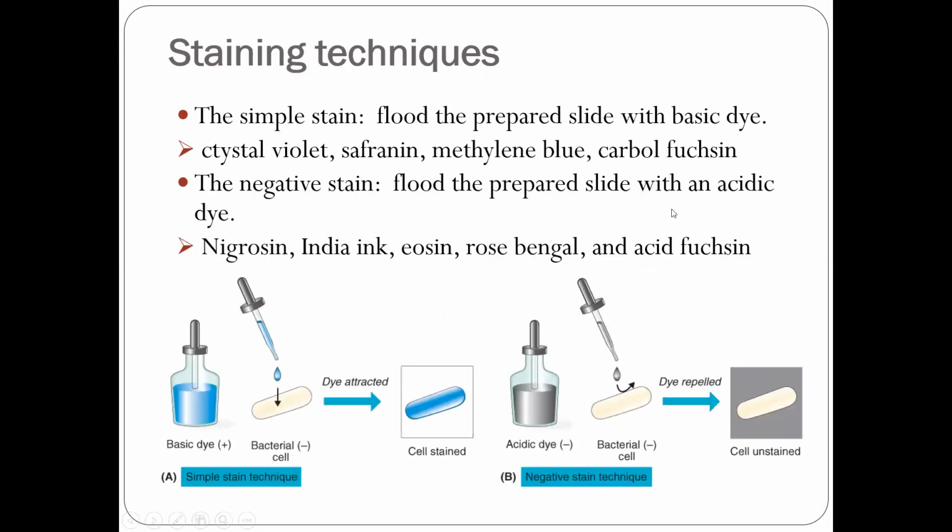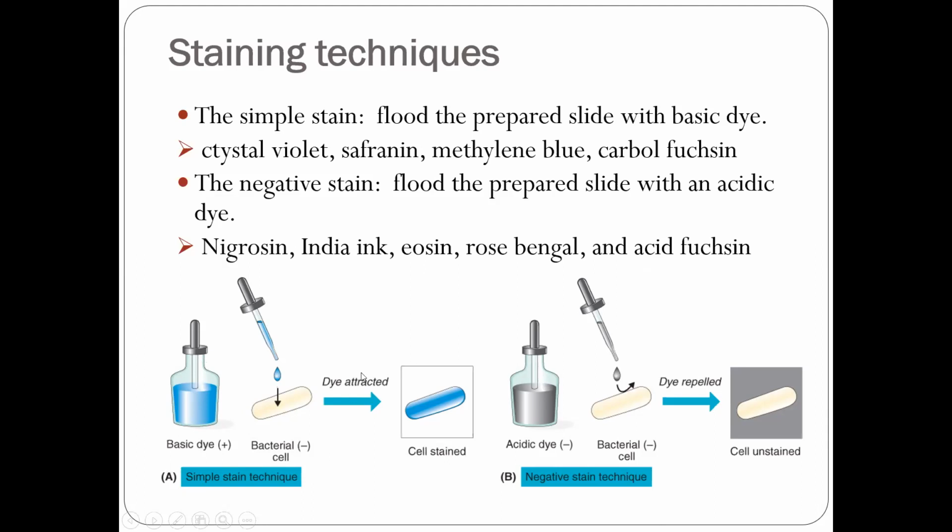Now, what kind of dye are we going to be using for the simple stain? Why can we do simple stain? First of all, you need to know if the bacteria are growing overnight, they are usually negatively charged. And all the basic dye is positively charged. So they can combine together, attached together. This is called a simple stain.